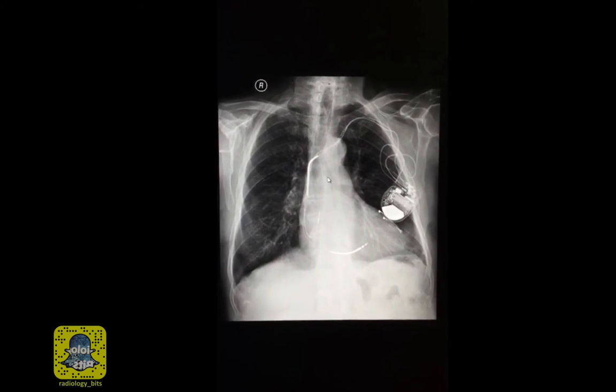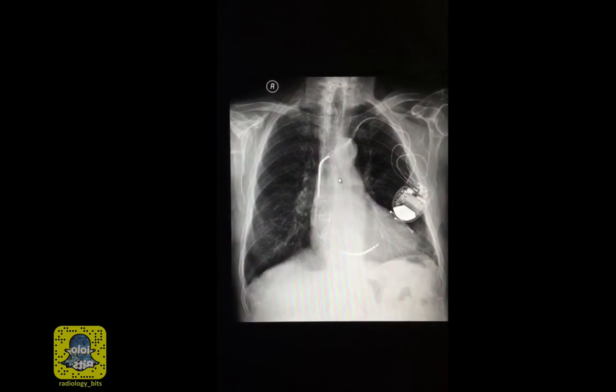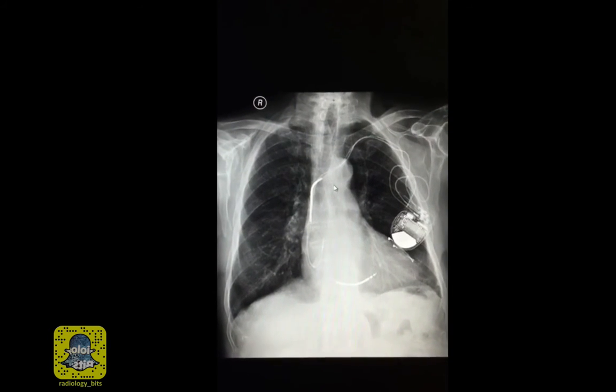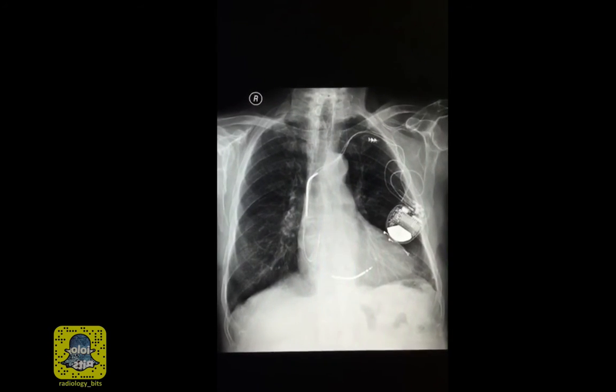Today's case is a quick show and tell case. I want to show two main things. The first thing is seen on this chest radiograph. This is a patient with cardiac disease. You could tell by the presence of this device.